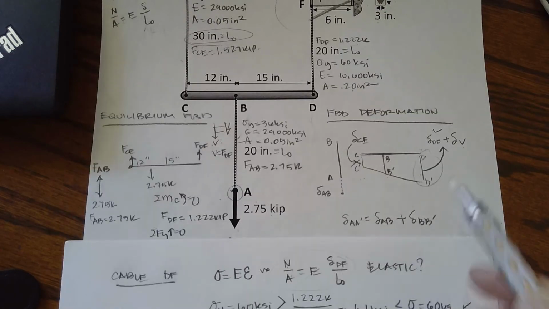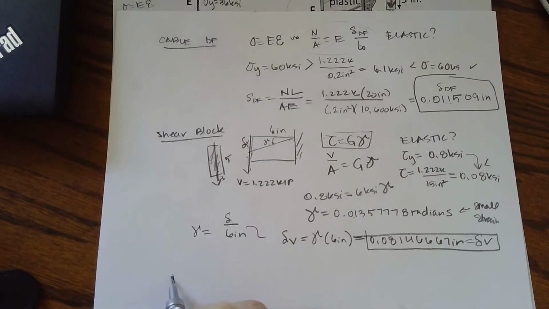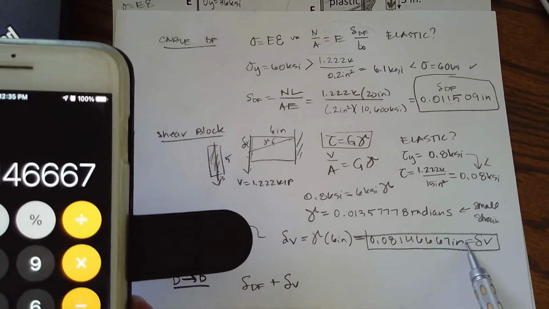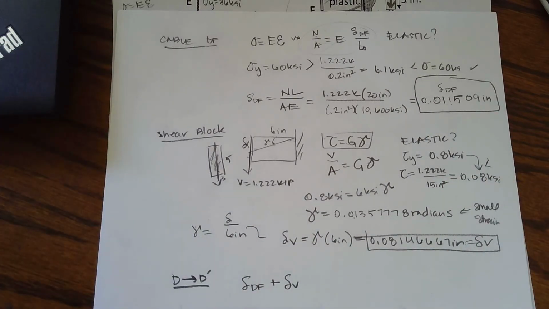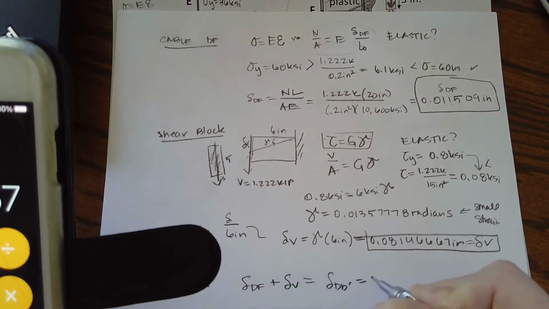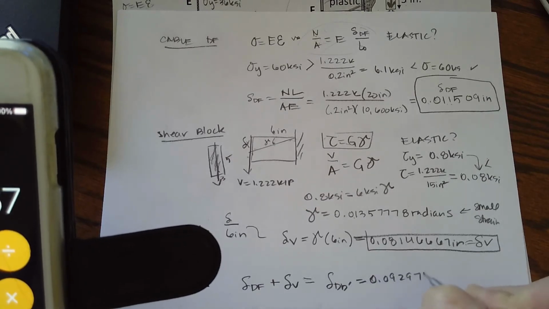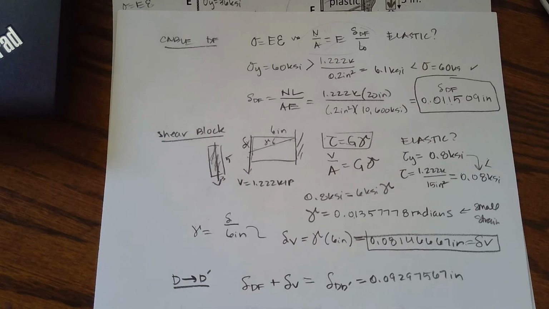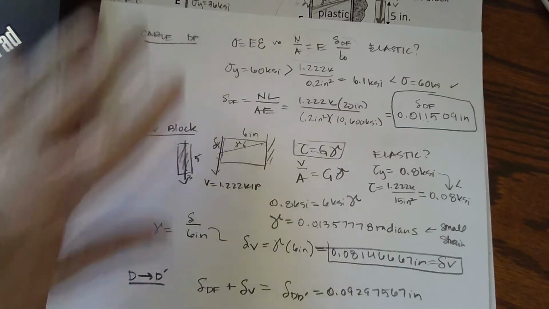So if I want the entire displacement from D to D prime, it is that delta from D to F plus the delta from shear. It is just those two things added up. I've got this number in my calculator. I'm going to add that plus 0.011509 equals, and I get that the delta from D to D prime is 0.09297567 inches.